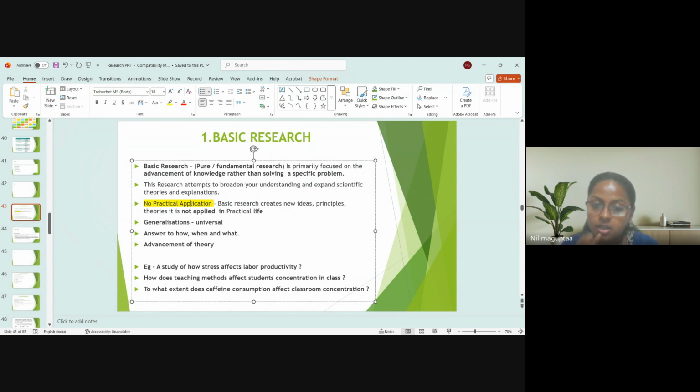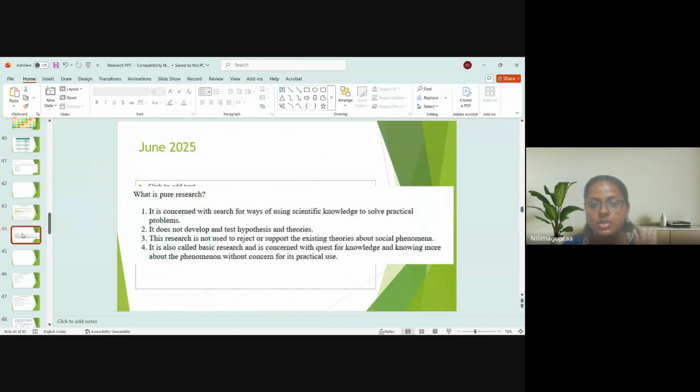Okay? This research is creating a theory, but what action will be taken will be done in action research. So next: to what extent does caffeine consumption affect classroom concentration? If students have consumed tea or coffee, how does it impact their classroom concentration? That will be discussed in basic research, but they will not go and actually work on the ground to provide a solution.